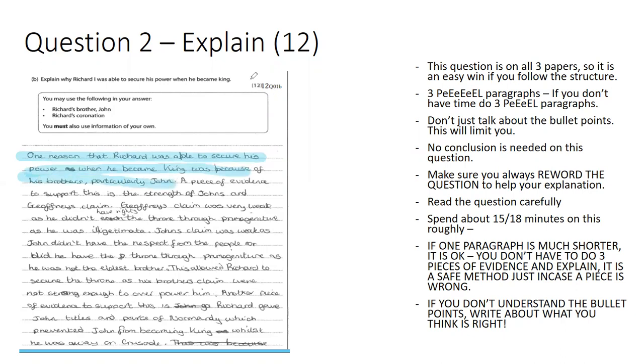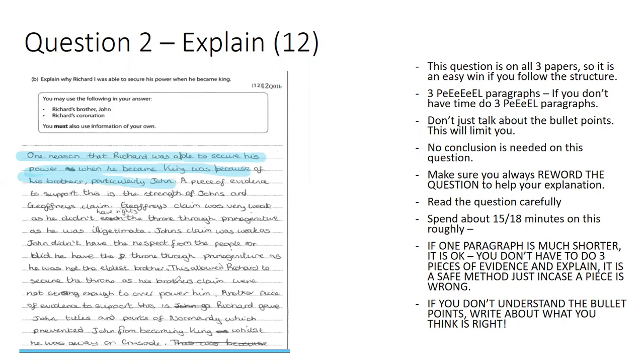Then they go on to their evidence. A piece of evidence to support this is the strength of John's and Geoffrey's claim. Geoffrey's claim was very weak as he didn't have rights to the throne through primogeniture as he was illegitimate. John's claim was weak as John didn't have the respect from the people, nor did he have the throne through primogeniture, as he was not the eldest brother.